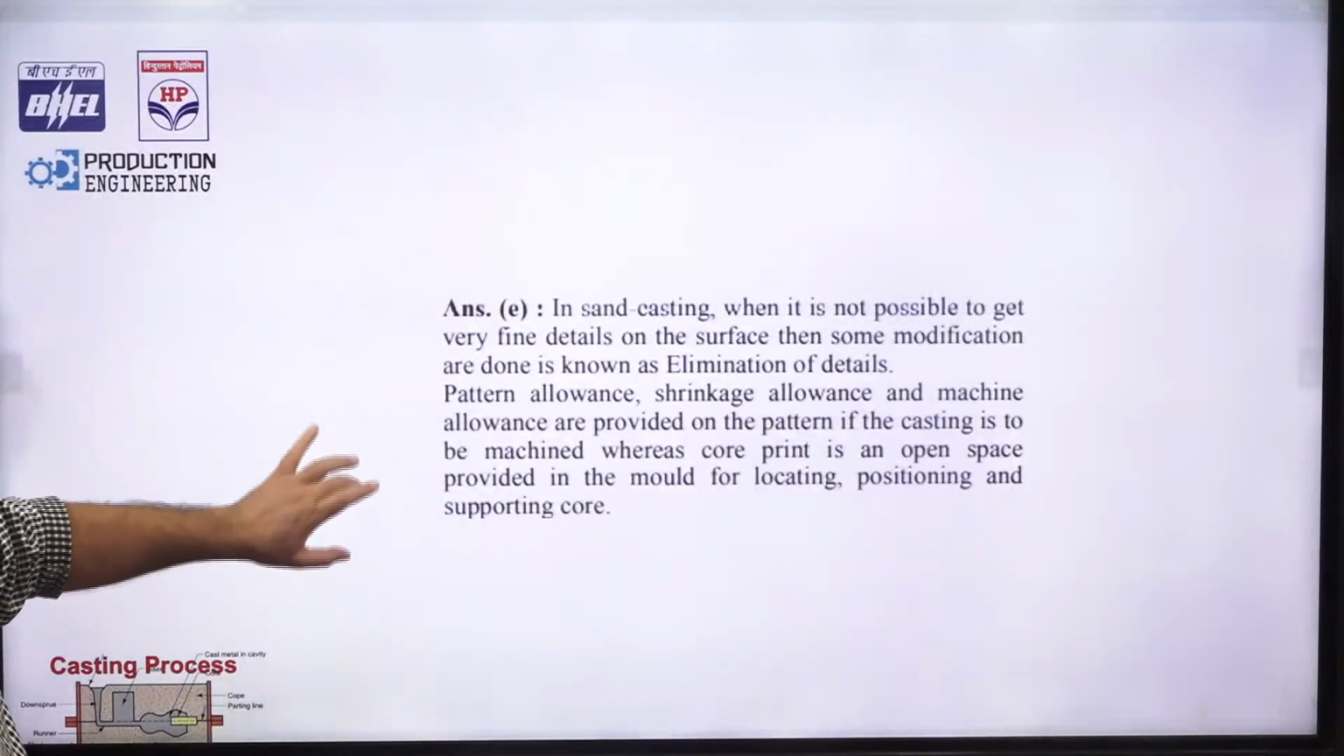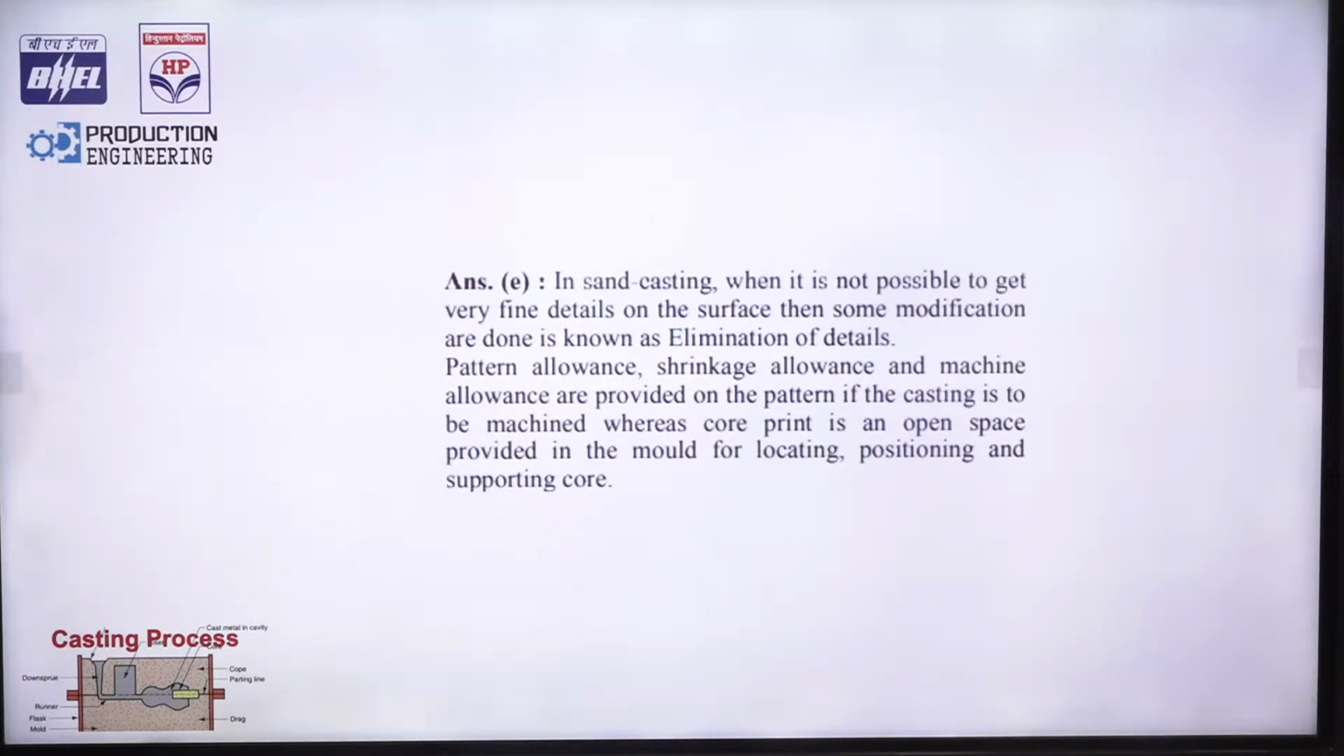That is basically eliminated then. The answer is elimination. When it is not possible to get very fine details on the surface, the modification which is done is called elimination of details. As I told you, you could have eliminated the other options and obtained the answer through elimination. Right? This is called elimination of the details.